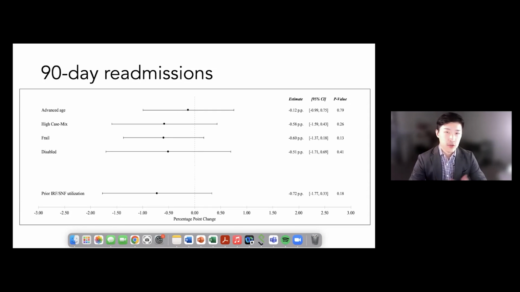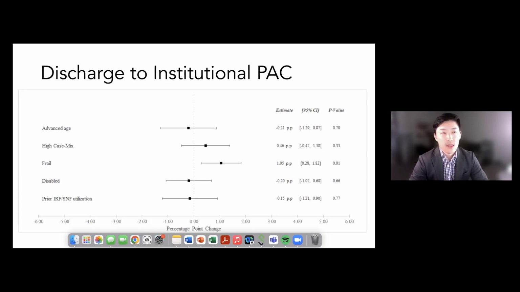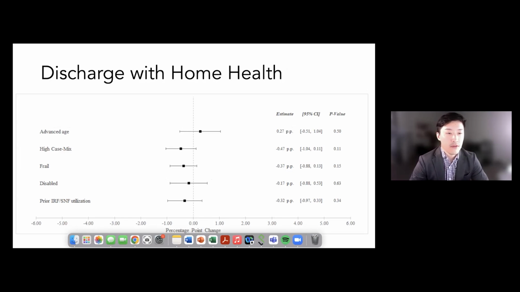What about other measures appropriate to rehab services and post-acute care? What we saw here is that in terms of hospital discharge to institutional post-acute care, so SNFs or IRFs, overall for most groups there were no differential changes, but there were some observed for individuals with frailty. What about discharge with home health? Here, again, if you look at the point estimates and the confidence intervals, we observed no differential changes from a statistical significance perspective.